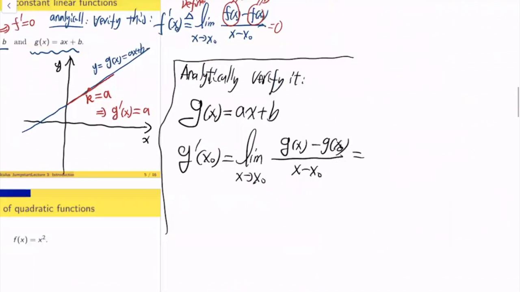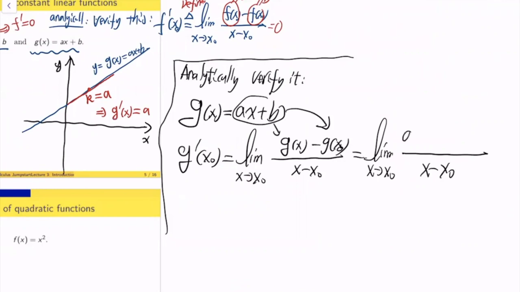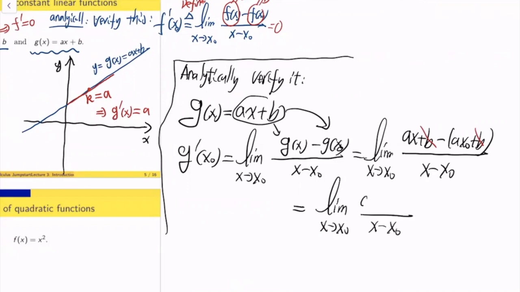All right, so now I put everything here. So this is x minus x0, right? And then this is x minus x0. Now you plug this here, plug this there. So it's ax plus b minus (ax0 plus b). If you remove the bracket, the b's cancel with each other. What we have next is, as x goes to x0, this is x minus x0, ax minus ax0.